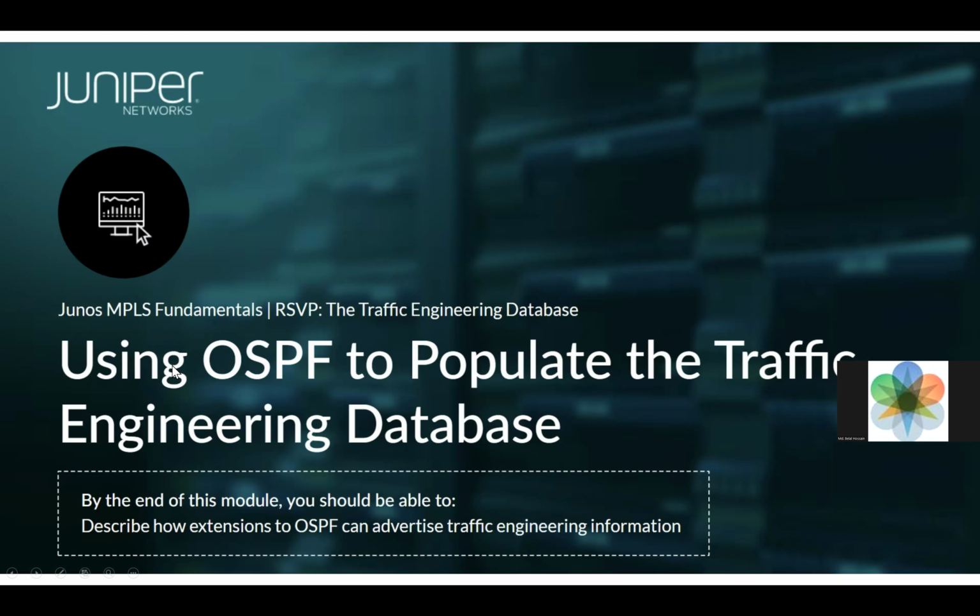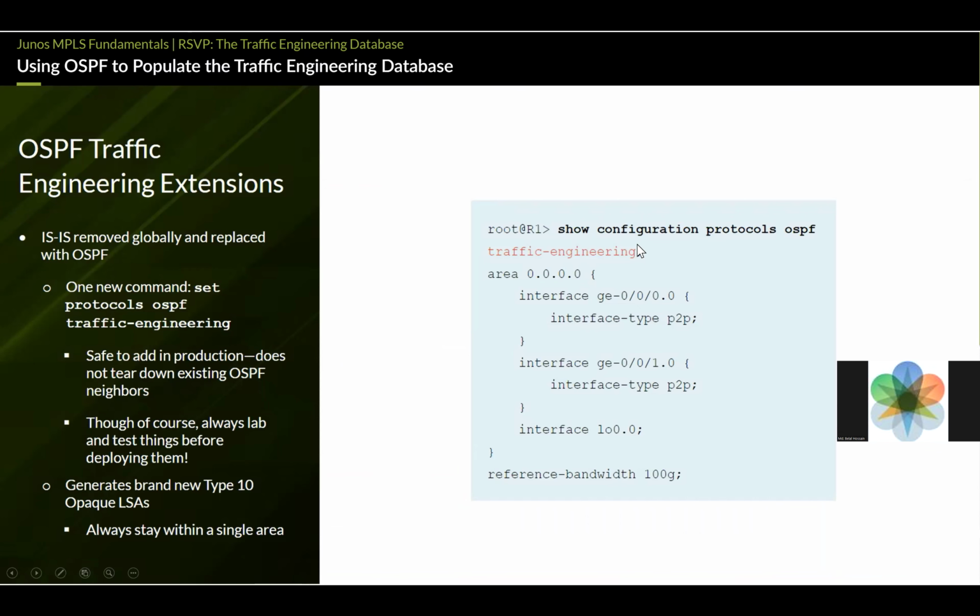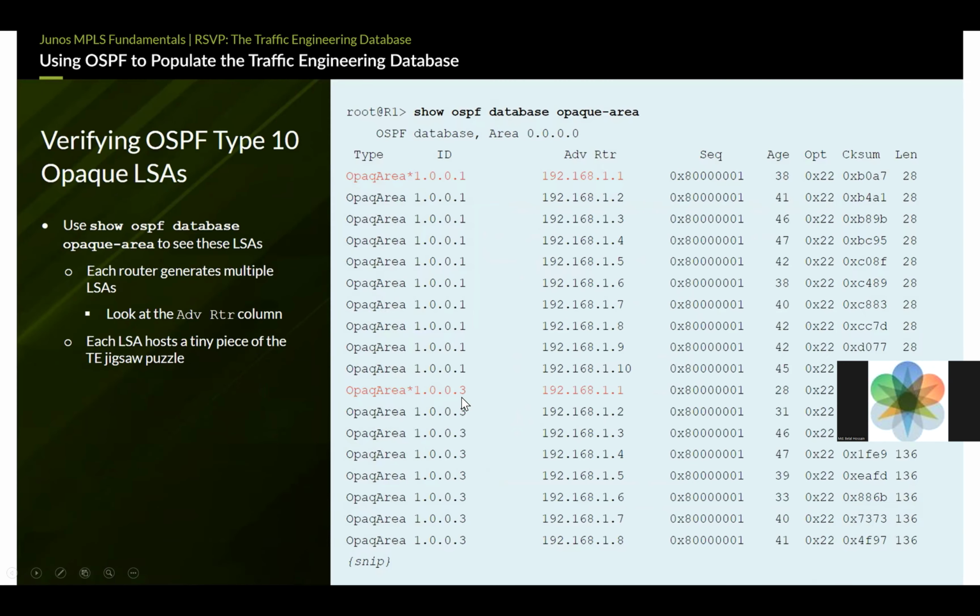Now we discuss OSPF, how to populate the TED database in OSPF IGP. So it's simple, just enable traffic engineering under the OSPF protocol. That's very simple. Okay, nothing else. And it will build the OSPF database. And the database LSA type is opaque area. This new LSA is generated when we enable traffic engineering under the OSPF protocol.